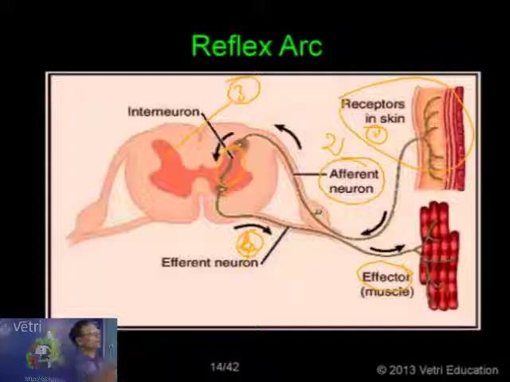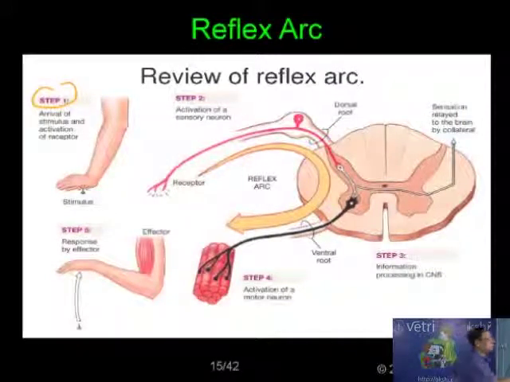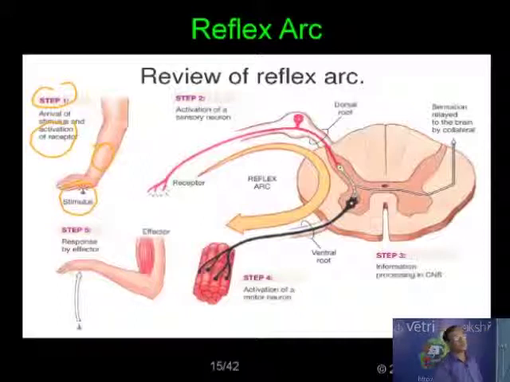So I will show another picture, a clear picture, of what is happening, what the different steps are. See that one. So this is step one, arrival of stimulus. Here the arrival of stimulus is nothing but you being pricked by a pin. This is the arrival of the stimulus. So what will happen, immediately the receptor, here the skin receptor responsible for touch or pain, is stimulated.